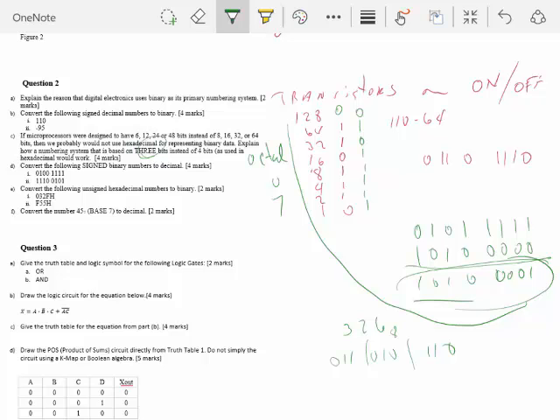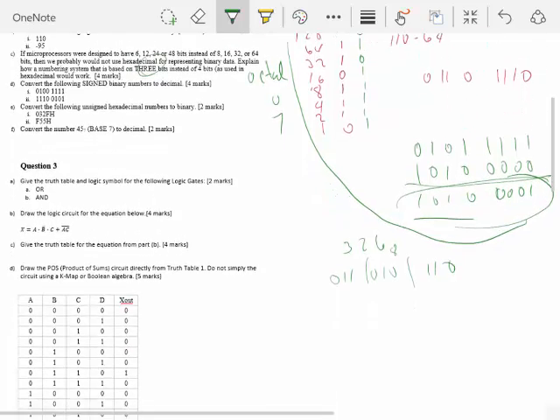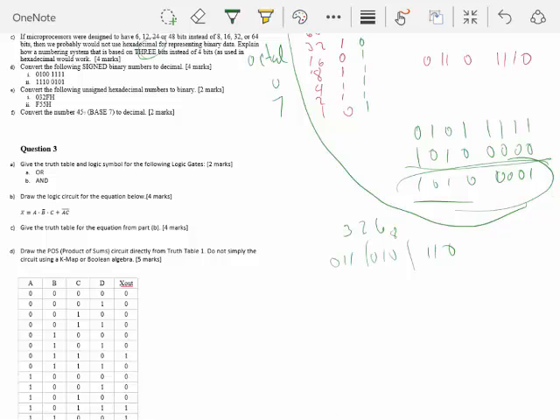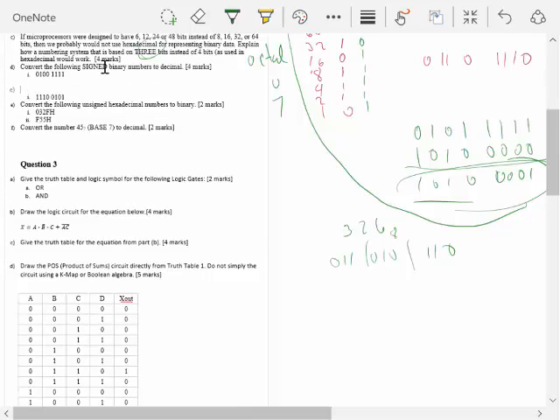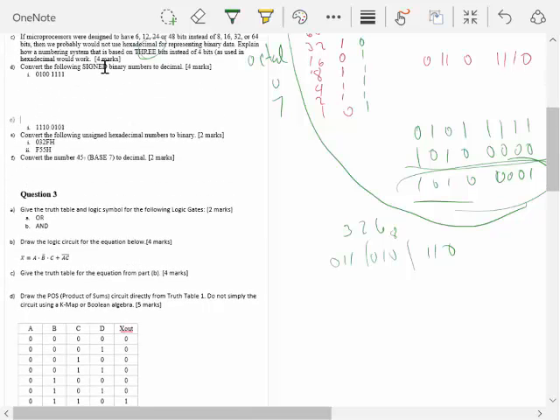So, okay. Convert the following sign to hexadecimal right there. And I think I can give myself some room here. Let's just give myself a little bit of room here.